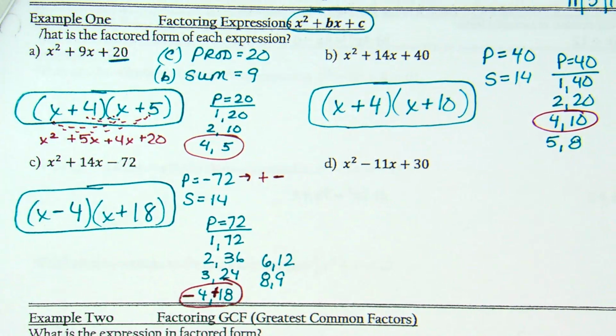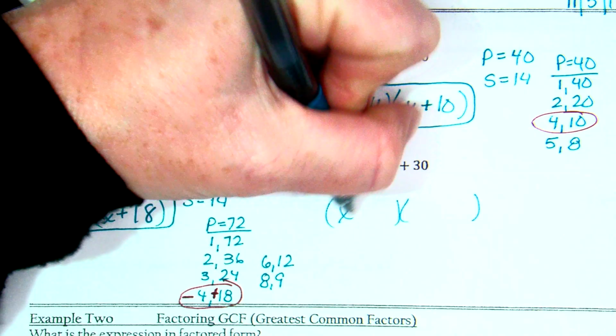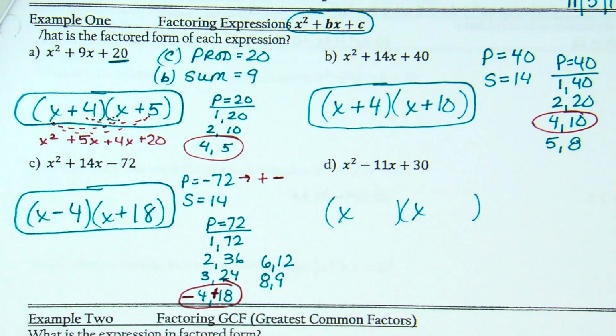Okay, D. What do you know about D? Okay. An x and an x, two parentheses, x and x. Minus and minus? Yeah. Because we're going to have a product of 30 and a sum of negative 11.